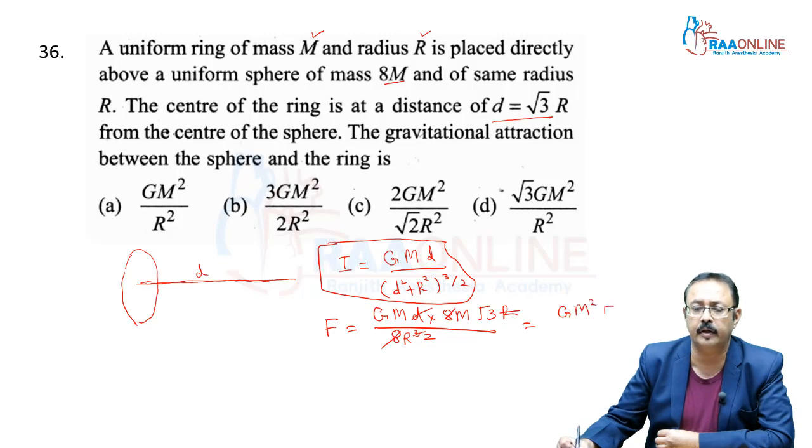GM root 3 upon R square. So we are going with option D.